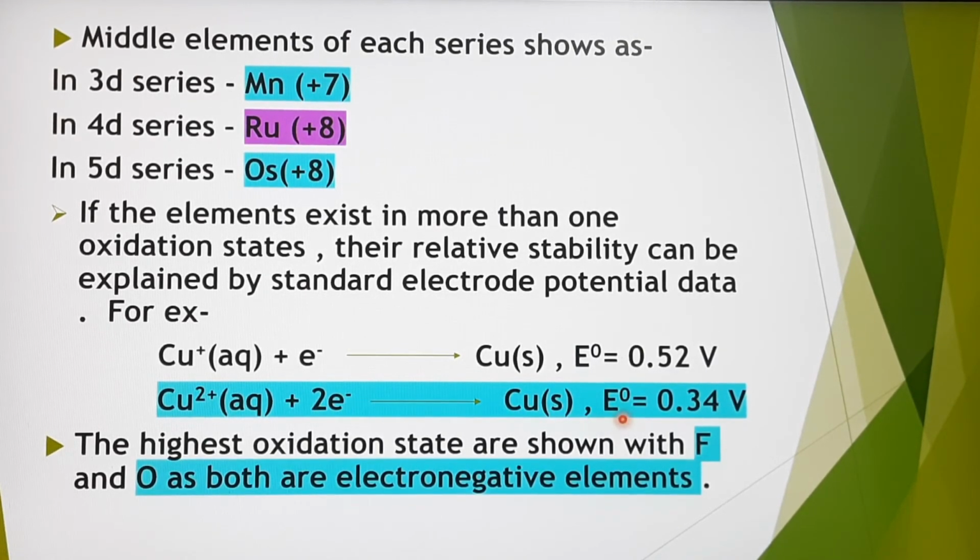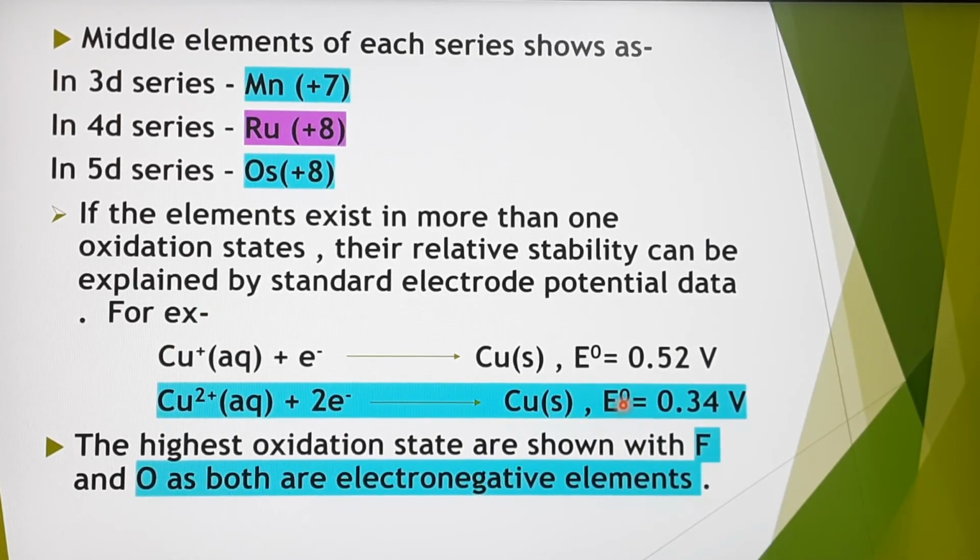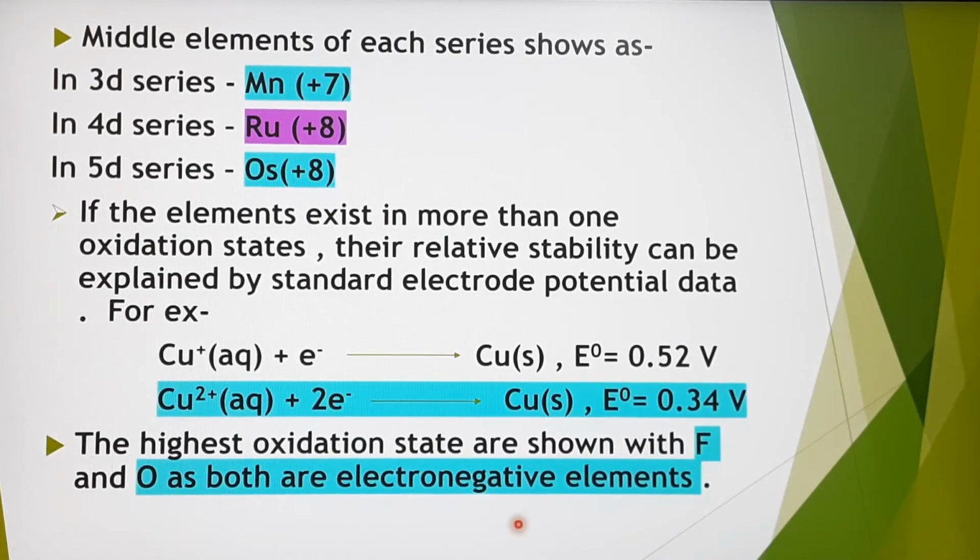If we compare the stability of ions, then the ion for which the standard reduction potential value is less will be more stable as compared to the ion for which the standard reduction potential value is high. So the ion having low standard reduction potential will be more stable. Now, the highest oxidation state is shown by transition metals with fluorine and oxygen, as both are highly electronegative in nature.